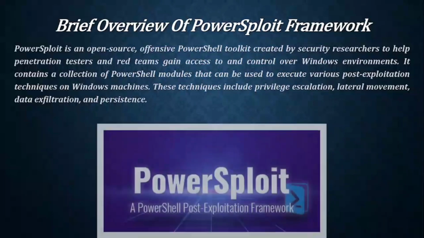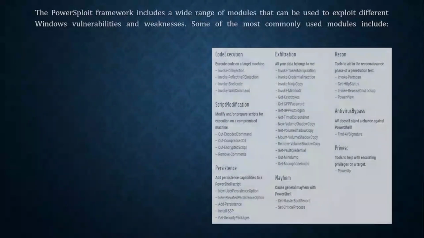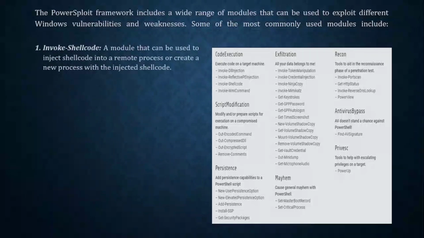Now let us take a look at a few of the modules and categories present in this framework. As you can see here, we have 8 categories that fall under the PowerSploit framework: code execution, exfiltration, recon, antivirus bypass, privesc, mayhem, persistence, and script modification. Let us take a look at a few of the modules. The first one we have is Invoke-Shellcode. This module falls under code execution, and it can be used to inject shellcode into a remote process or create a new process with the injected shellcode.